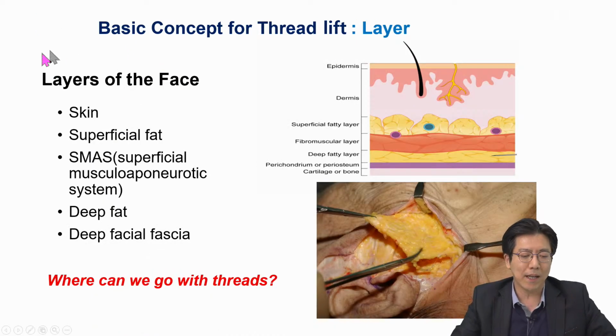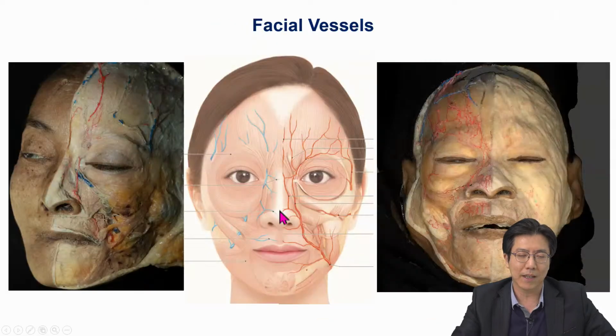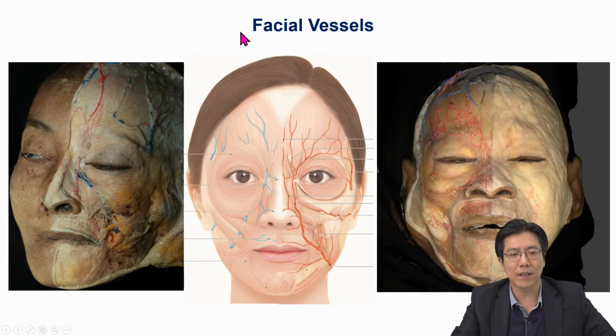Then we know that there are many layers on the face: skin, superficial fat, SMAS, deep fat, and deep facial fascia. Then where can we go with our threads to make the best result? Then let's move to anatomy. We should understand where facial vessels are. The blood vessels in the face are protected by the muscles, the facial expression muscles.